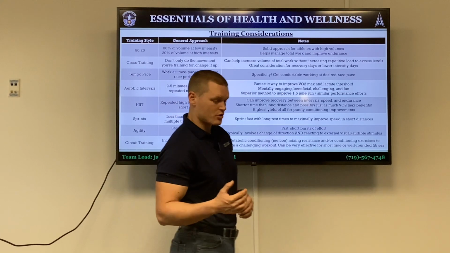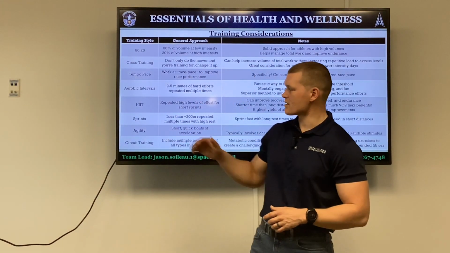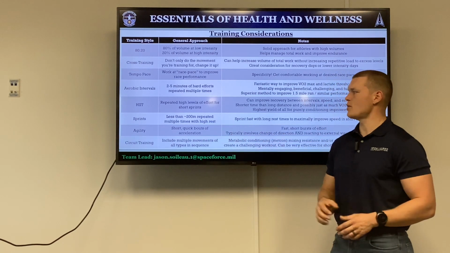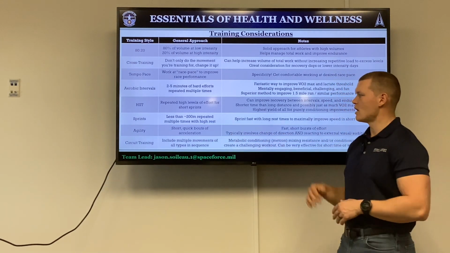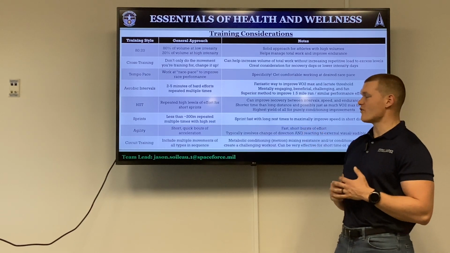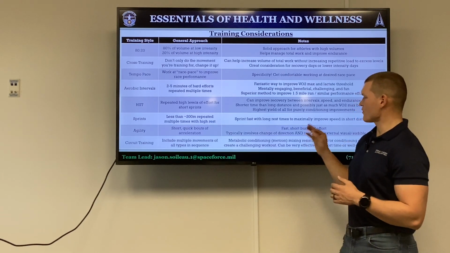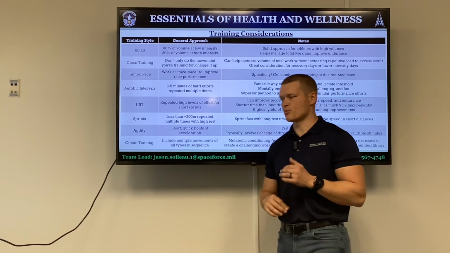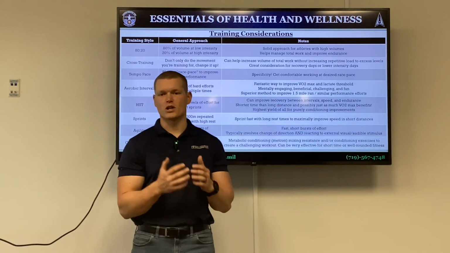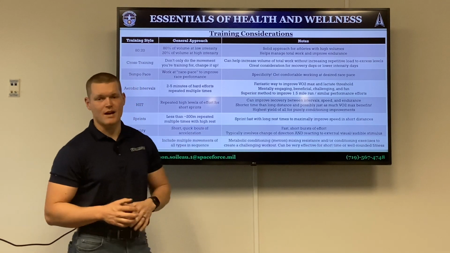Now, for our next training style, our next approach is sprint efforts. So sprint efforts is stuff that's less than about 200 meters, repeated multiple times with high levels of rest between them, right? An example of that could be like sprinting fast, but you have long enough rest times to maximally improve speed in short distances. So you have plenty of rest to recover before you go about doing another max effort sprint.